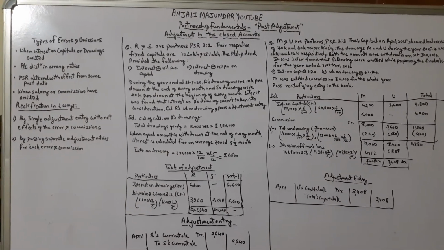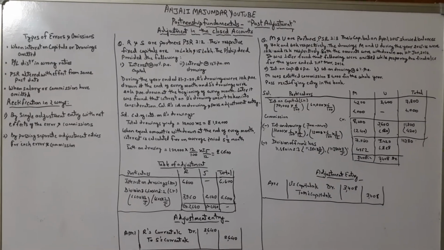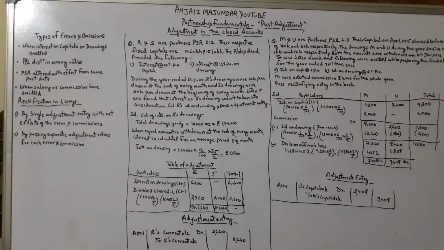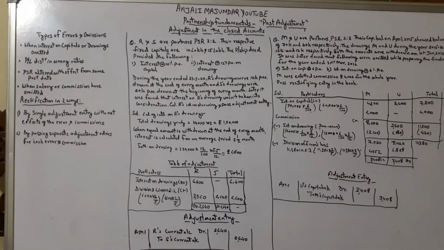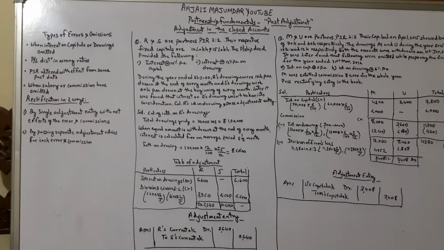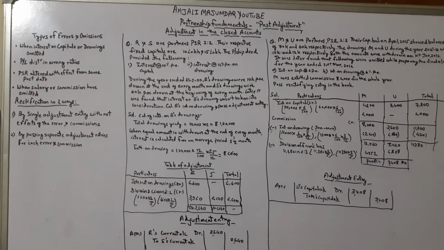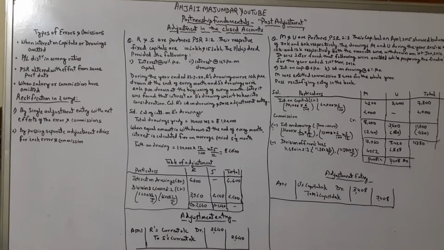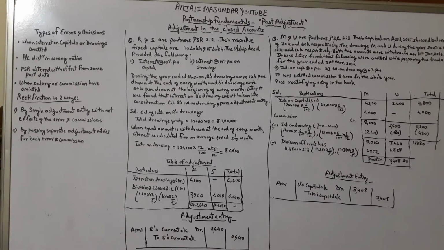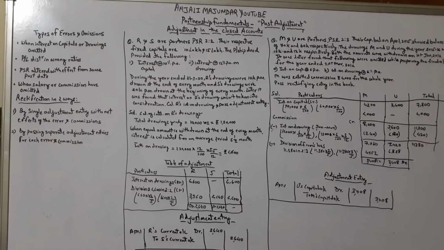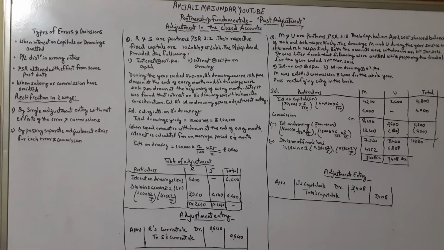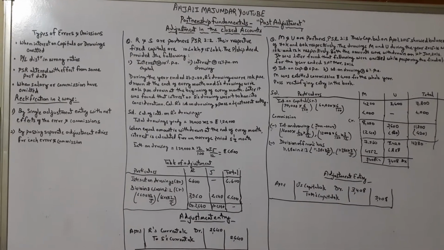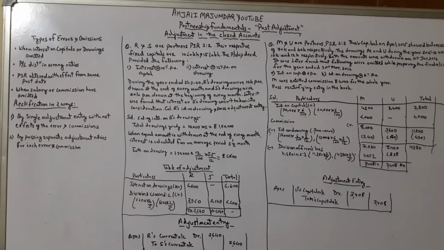Past adjustments, or adjustments in the closed account. Sometimes it happens that partnership firm accounts are closed but a few entries are left to be entered in the books of accounts. For example, as you can see on the left side, there are certain types of errors or omissions. Interest on capitals or interest on drawings is omitted, profit and loss is distributed in wrong ratios, the profit sharing ratio is altered with effect from some past date, or salary or commission is omitted. So these are the few errors or omissions that may happen. Because of that, past adjustments or adjustments in the closed accounts are required to be made.